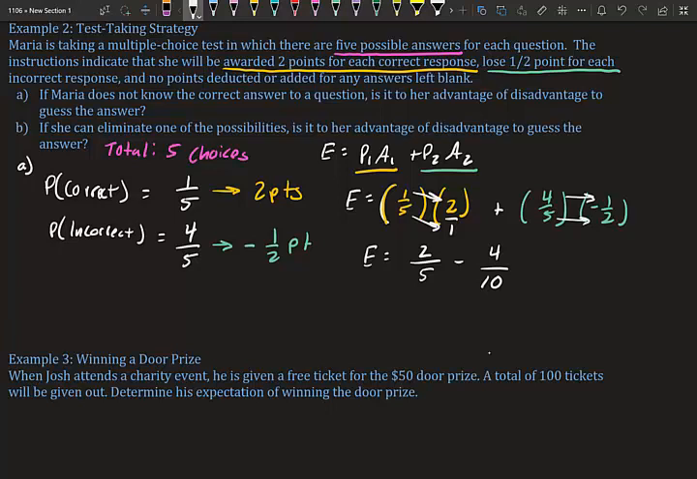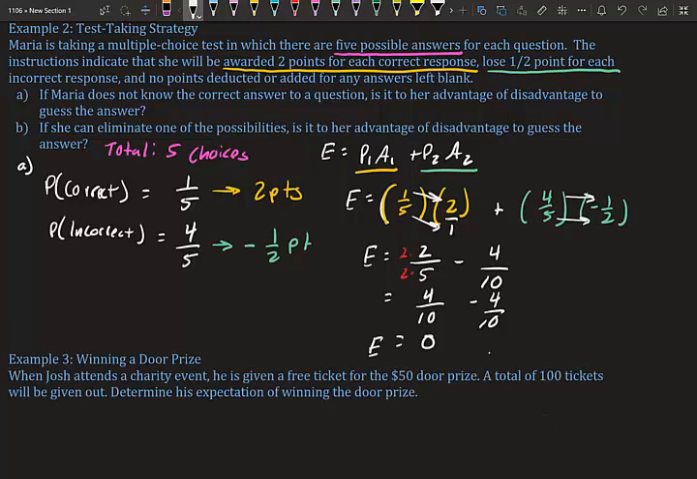We can go ahead and subtract these. To subtract them, we need the same denominator. So 5 and 10, let's make them both 10, so times 2 times 2. So we have 4 over 10 minus 4 over 10, and we get 0.